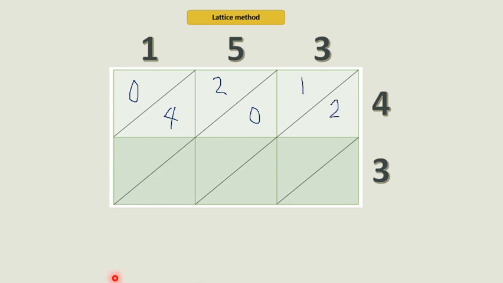Then, 1 times 3 is 3. So, 0, 3. Then, 5 times 3 is 15. So, ito ay 1, 5. Then, 3 times 3 is 9. So, ito ay 0, 9. So, yan. Nasolve na natin siya. So, extend na natin yung mga lines.